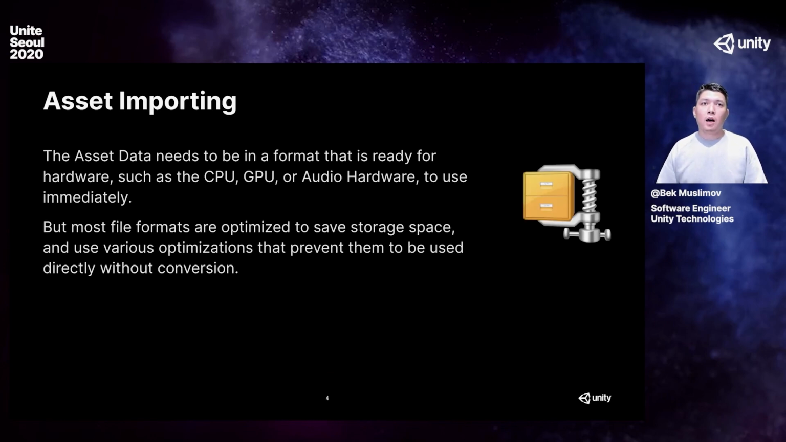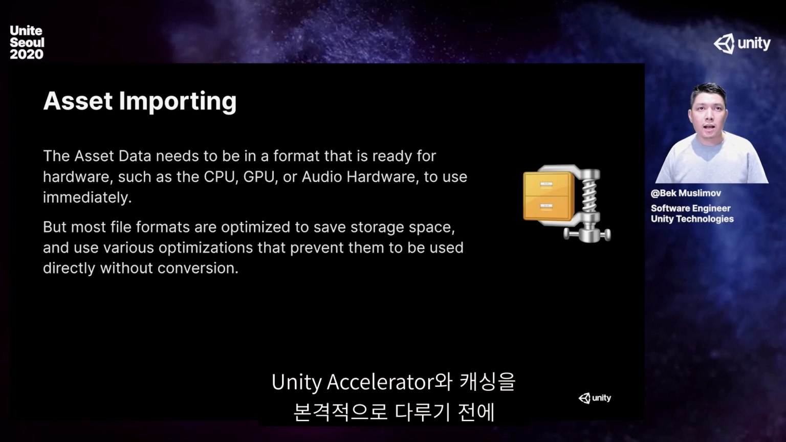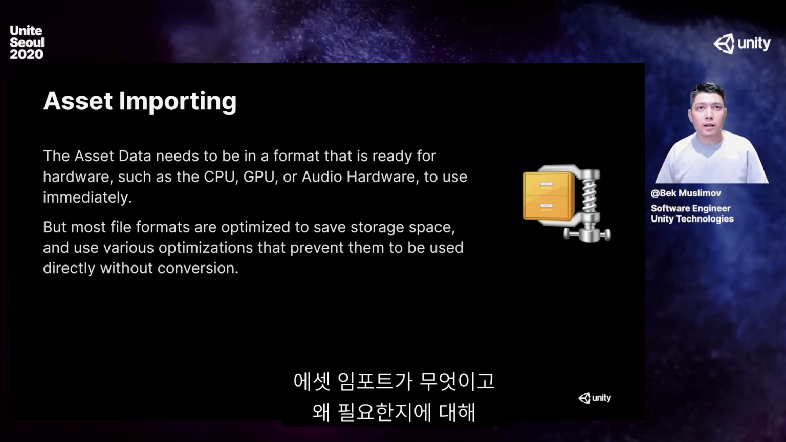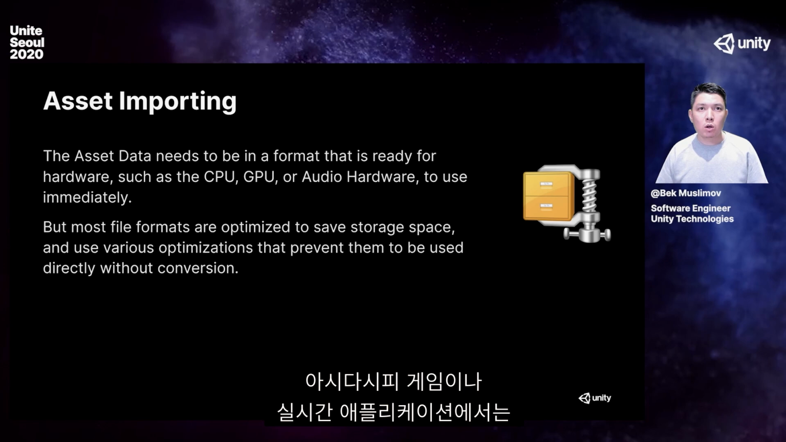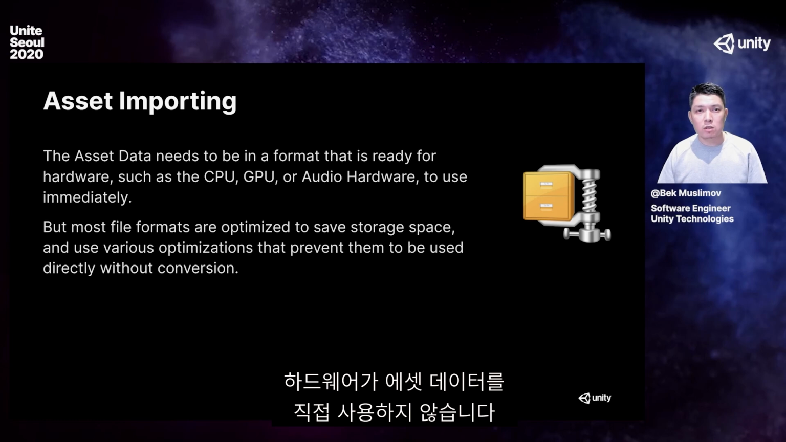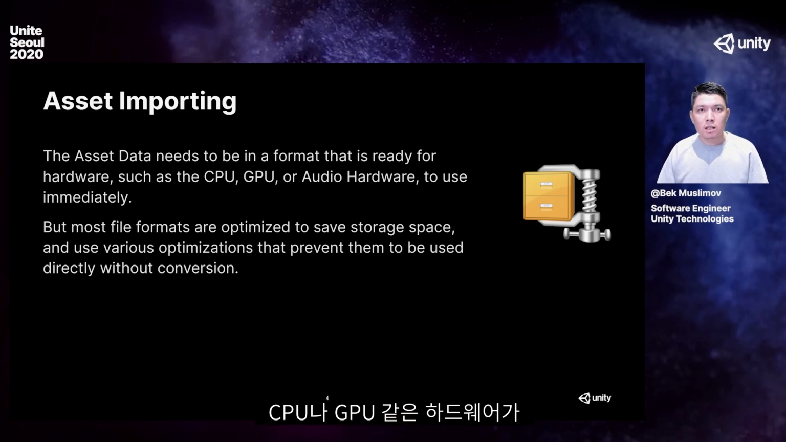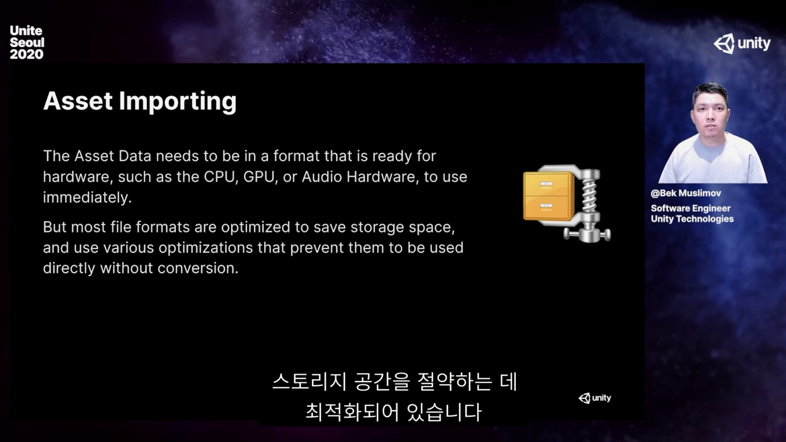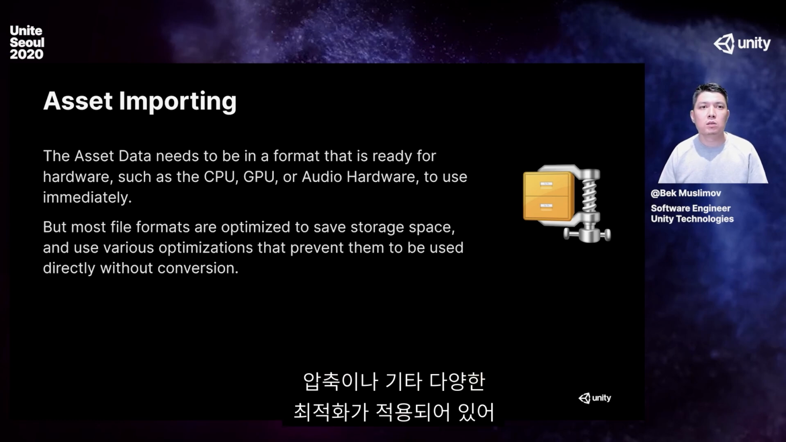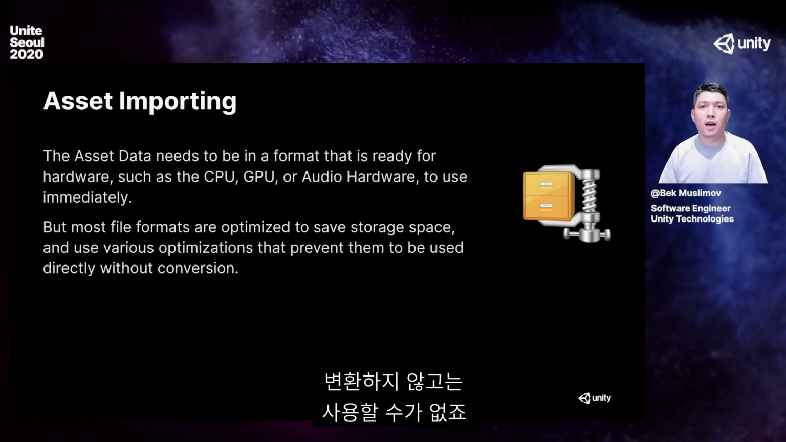All right. Before jumping into the Unity Accelerator and caching, let's review briefly what asset importing is and why it is required. As we know, in a game or a real-time application, the asset data is not used by the hardware directly. It needs to be in such a format that the hardware such as the CPU or GPU could use it immediately. But most file formats are optimized to save storage space. They use compression and various other optimizations that prevent them from being used directly without conversion.